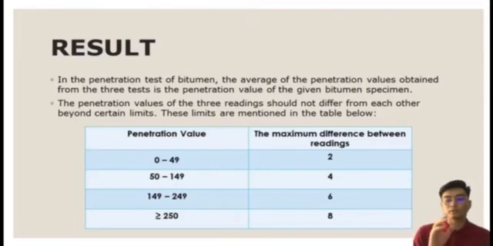For the first column, 0 to 49, the maximum difference is 2. For the second column, 50 to 149, the maximum difference between readings is 4. For the third one, 149 to 249, the maximum difference between readings is 6. And for the last one, more than 250, the maximum difference between readings is 8.